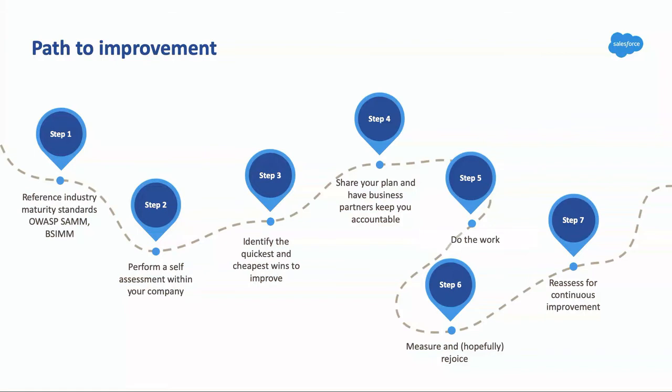So identify the quickest wins. Like I said, if there isn't any encoding, maybe that's a quick win. You don't have to buy anything. And share your plan with the business. So one of the things that I've done is that for my boss and my boss's boss, and hopefully my boss's boss's boss knows about this as well.